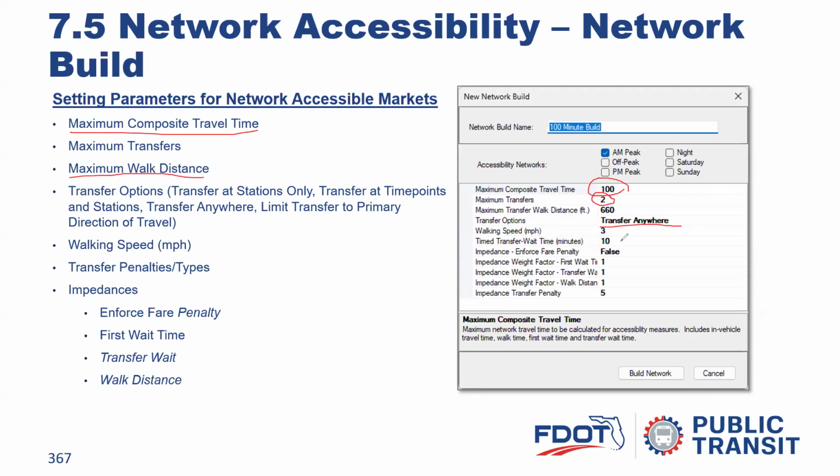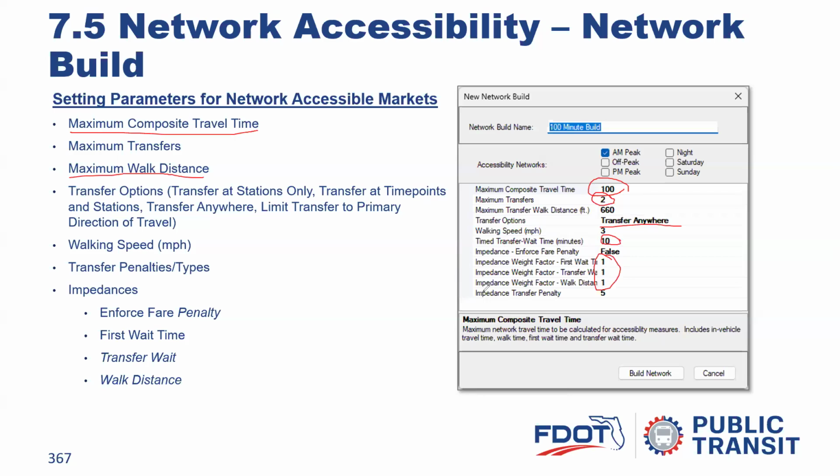There's walking speed and time transfer wait time. If you have time transfers in the network, it's set at a certain time, or you can edit this. And there are fare penalties. If you want to include fare as a component of impedance, you can certainly do that, as well as a transfer penalty. So there are penalties involved, and weighting factors if you want them. If it's set to 1 here, there really is no weight factor. So you would set this to 2 or 5 as a weight factor or a penalty, to make this a more penalized component of impedance.